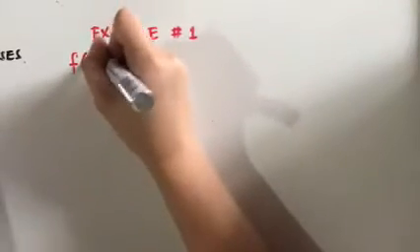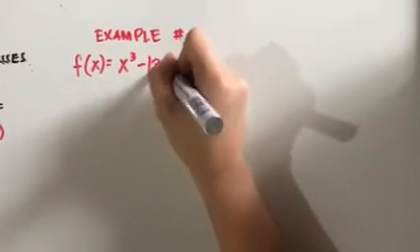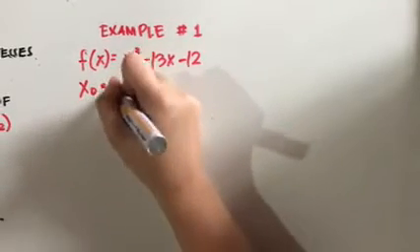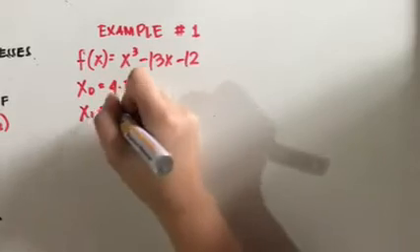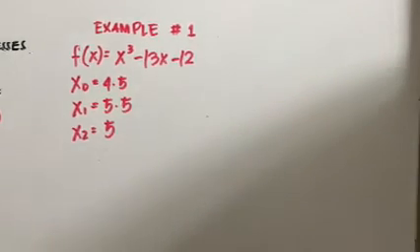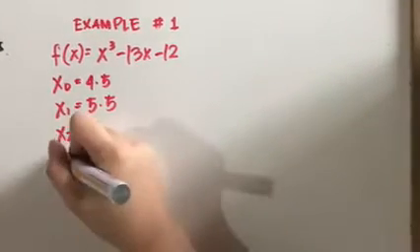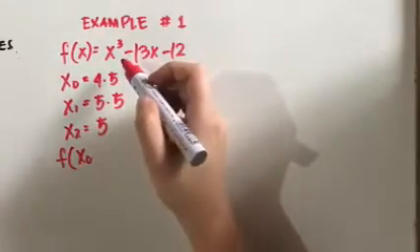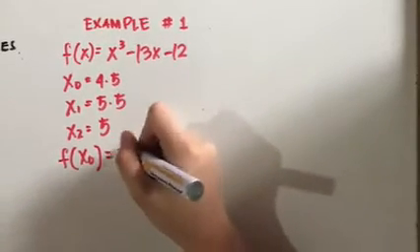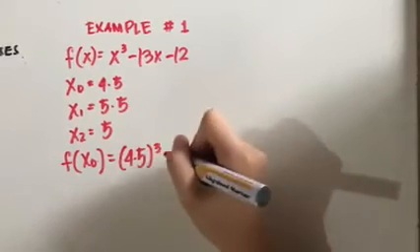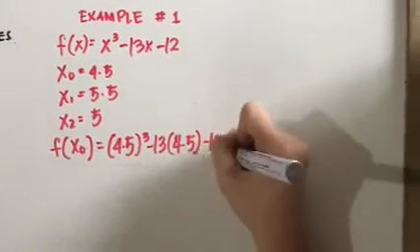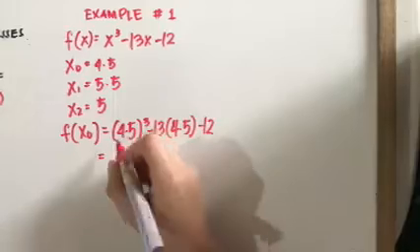An example: f of x equals x cubed minus 13x minus 12, and the three initial guesses are x sub 0 equals 4.5, x sub 1 equals 5.5, and x sub 2 equals 5. Now, to get the value of f of x sub 0, we're going to substitute to our equation 4.5 raised to the third power minus 13 times 4.5 minus 12. We will have 20.625.